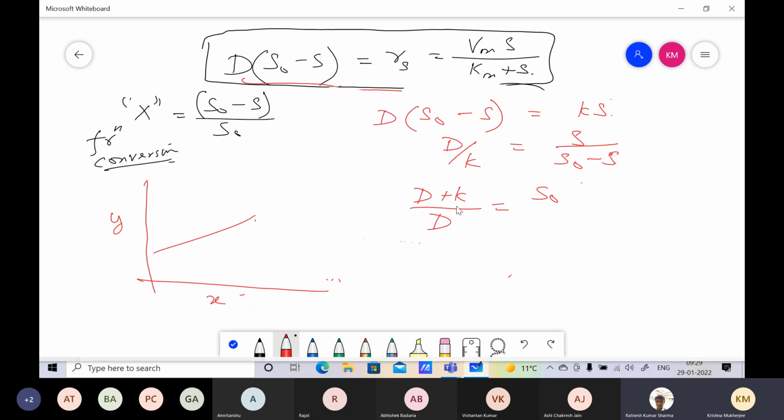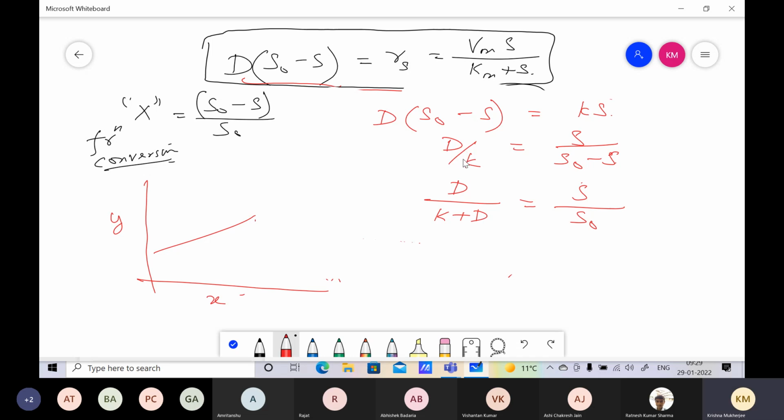right? Or rather, yes. I should have done the other way around. Sorry. I should say s naught minus s plus s. So d upon k plus d is equal to s divided by s naught. Okay? Yes, sir. So therefore I can plot. Now this is your basic operational equation. So your percentage conversion x is d upon k plus d.